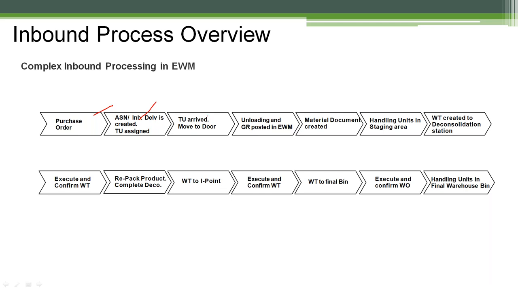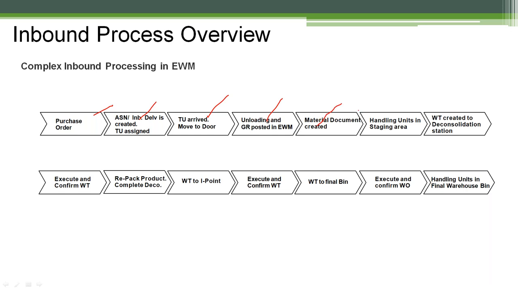We track the truck when the truck comes at the door. We log that information in the system. We unload the stock from the truck. There is a transaction to do unloading of stock, and then after unloading, we post a goods receipt. We check everything and then we post a goods receipt on RF. So you can see new intermediate steps are added.